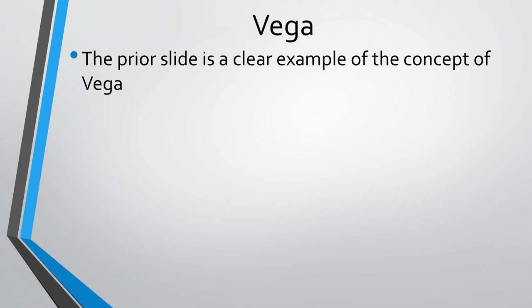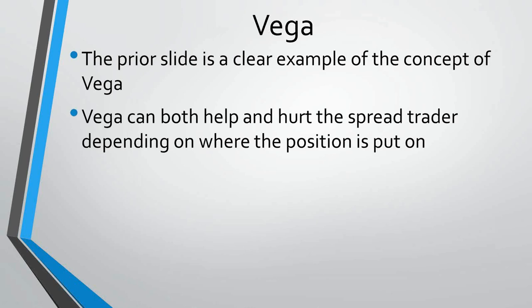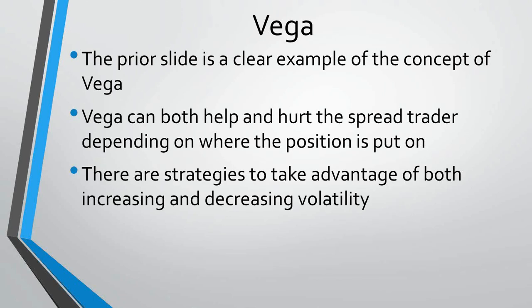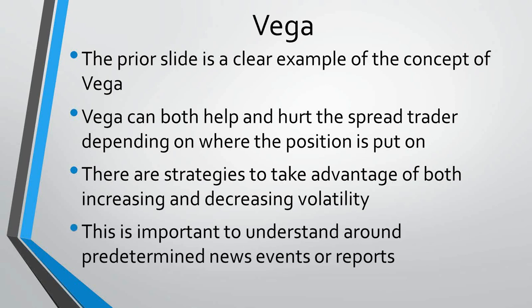So the prior slide is a clear example of the concept of Vega. Vega can both help and hurt the spread trader depending on where the position is put on. There are strategies to take advantage of both increasing and decreasing volatility. This is important to understand around predetermined news events or reports. It's really important. Or when the markets go quiet, like maybe during lunchtime, or maybe the currencies, early evening currency trading. It's generally very quiet. You want to understand how very low implied volatility is going to affect your spread price.